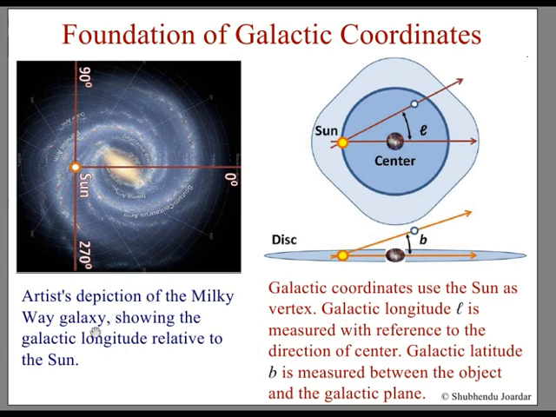So I'll just read this one. Galactic coordinates use the sun as the vertex. Galactic longitude L is measured with reference to the direction of the center of the galaxy. Galactic latitude B is measured between the object and the galactic plane.